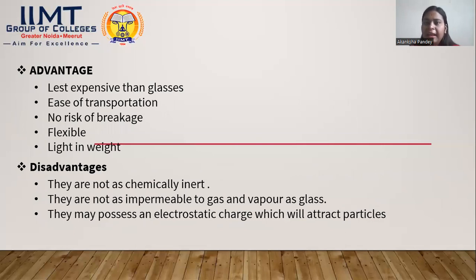Advantages of plastic packaging material: they are less expensive, easy to transport, and do not break. They are flexible and light in weight. And what are the disadvantages? Glass has a greater capability of being inert, while plastics are comparatively less inert than glass. Next, they are not impermeable to gas and vapor; they do not act as an impermeable agent for gas. They may possess an electrostatic charge, which attracts particles.